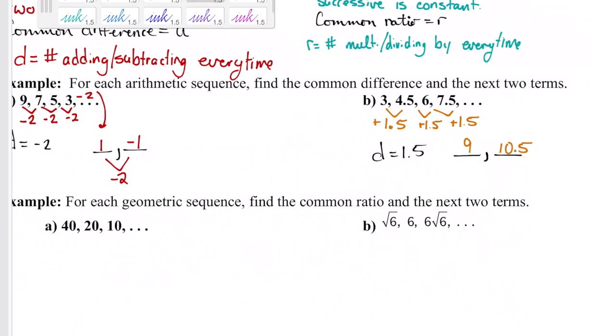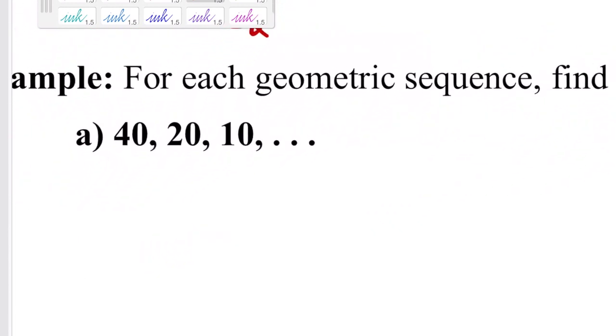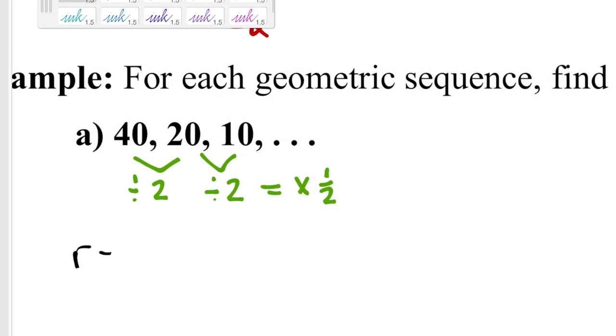So geometric sequence, remember the pattern here, because we know it's geometric, we know we're multiplying or dividing. So for this one, it looks like we're dividing by 2 every time. And remember, dividing by 2 is the same as multiplying by a half. So whenever they ask you what your common ratio is, your r, you're looking at what you're multiplying by. So here we're going to say our r is a half.